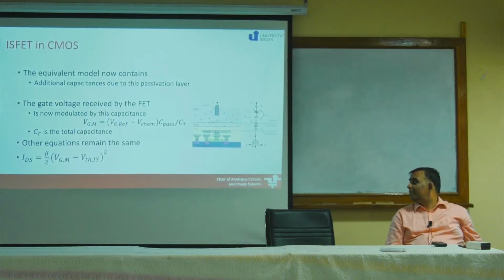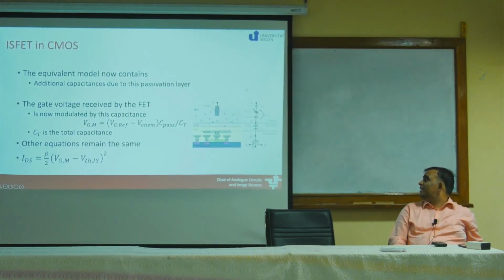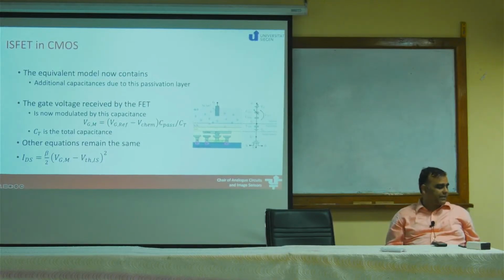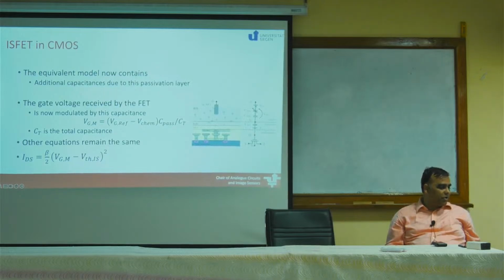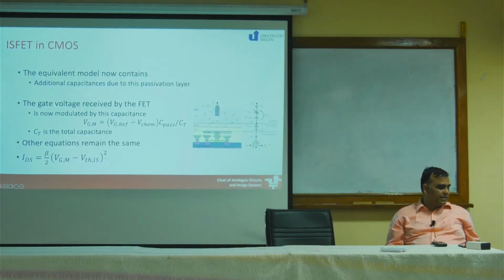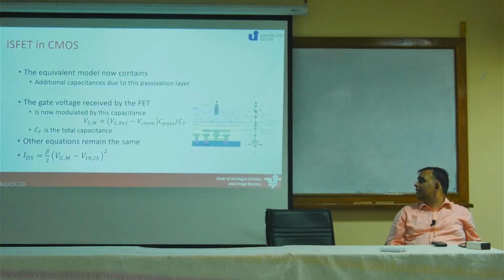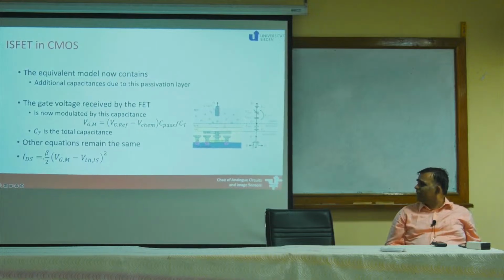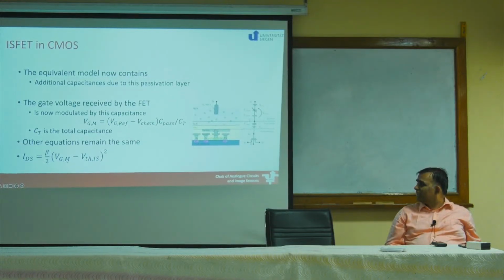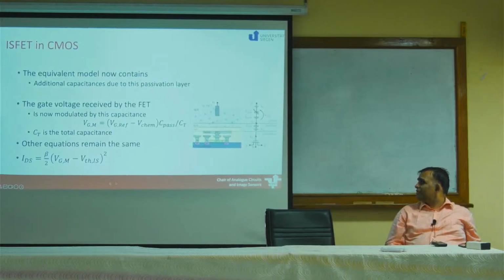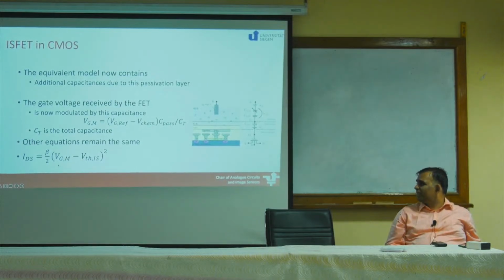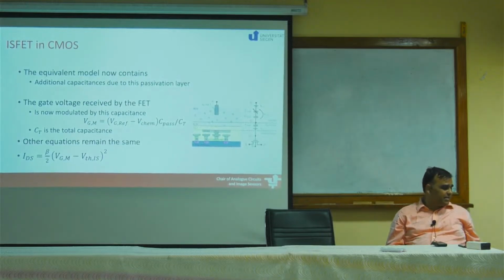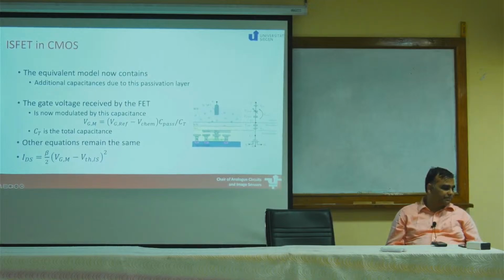So, essentially what happens is the reference gate voltage which we selected, remember the EG appeared in our equation for the reference gate voltage, gets modulated by the passivation capacitance divided by the total capacitance. Right. Other than that, the equation still remains the same. The drain to source current depends on the gate voltage, if you keep the source grounded, minus the new threshold voltage. Okay.